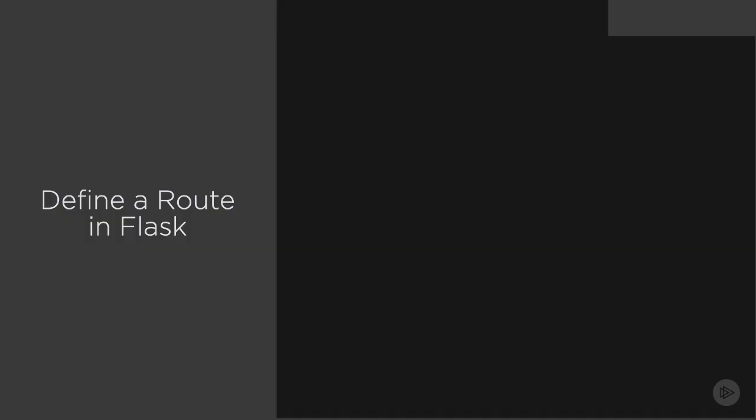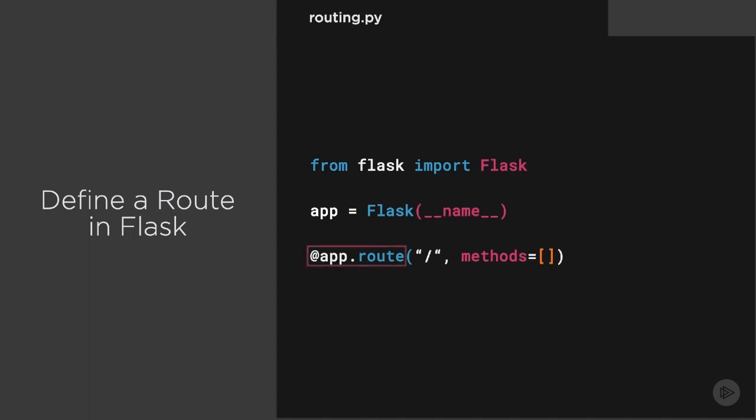We can define a route by using the app.route decorator. It will take a string, which denotes our URL path, and a list of methods. If we don't provide a list of methods, GET is the default one. The first argument, which is a string, also allows us to define expressions to make our URL dynamic. We will take a look shortly.